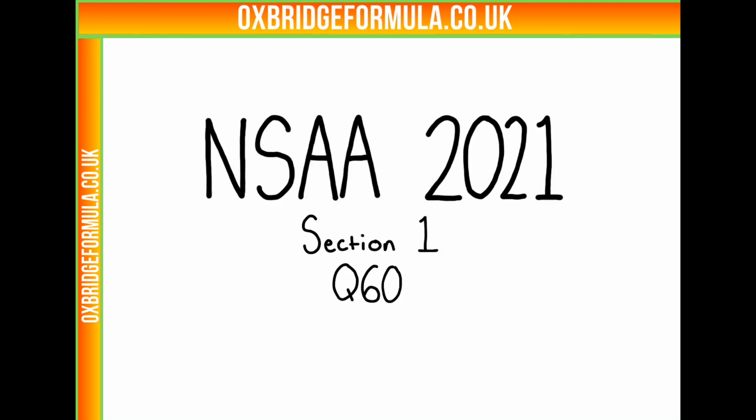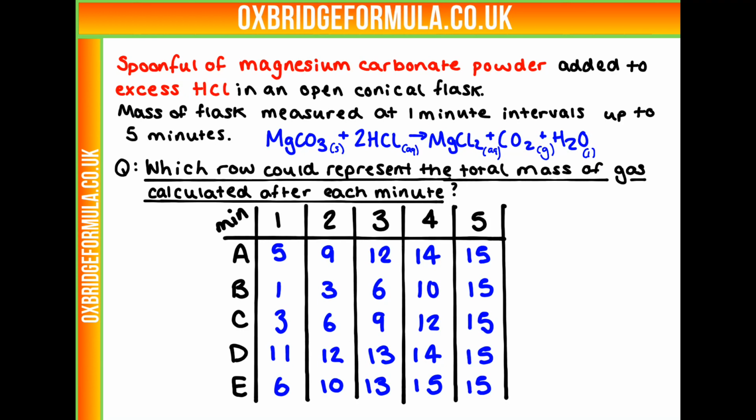This is answer 2021, section 1, question 60. So, we are told that in an experiment, a spoonful of magnesium carbonate powder is added to excess hydrochloric acid in an open conical flask. The mass of that flask was measured at different 1 minute intervals up to 5 minutes, and our reaction is given here. And we're asked which row could represent the total mass of the gas calculated each minute.